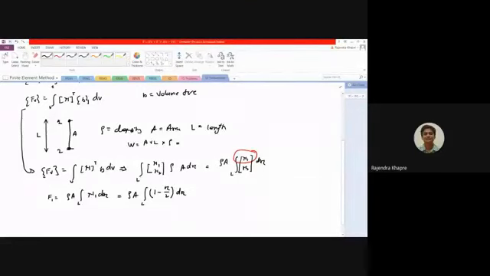So if you go for the integration of this, what are you going to get? Can somebody tell me what you are going to get? 1 minus x upon L, integration over the length. Yes, please.